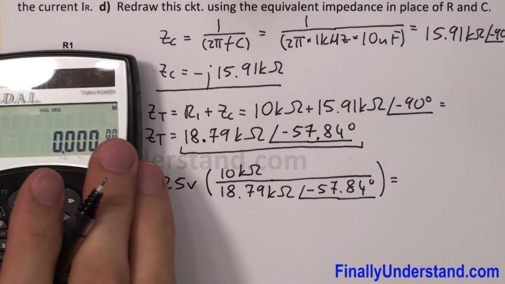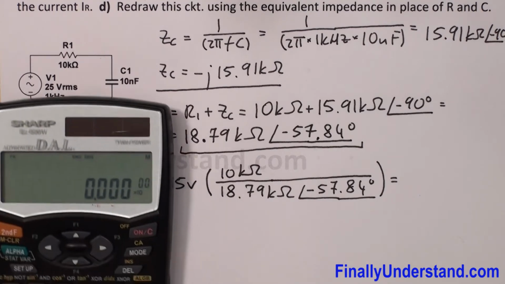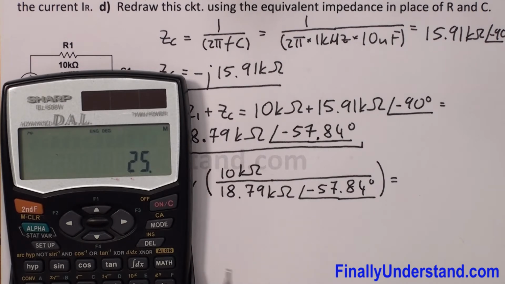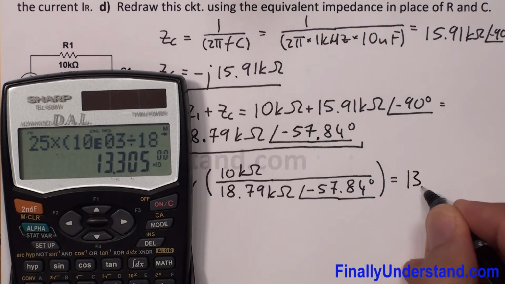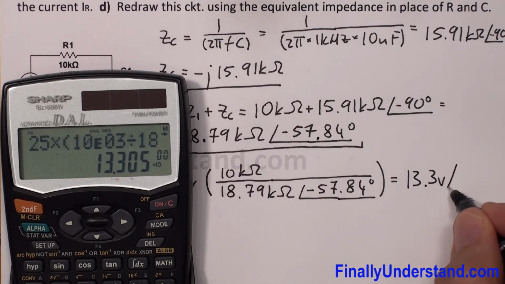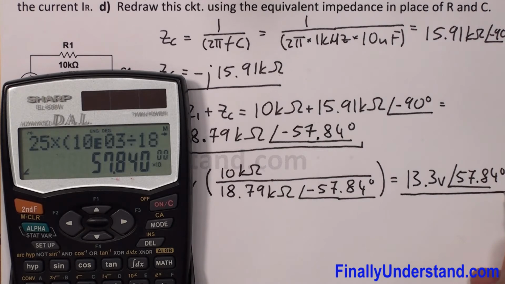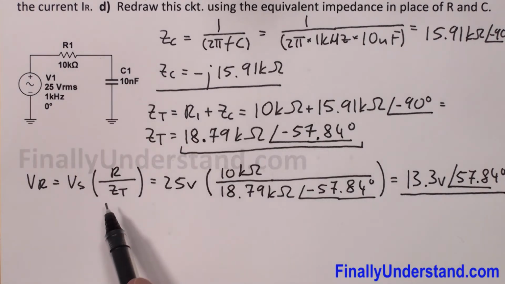Now we are going to use the calculator. So we have 25 volts. 25 times, open parenthesis, 10 exponent 3 divided by 18.79 exponent 3 and angle of negative 57.84, close parenthesis. This is equal to 13.3 volts and angle of 57.84 degrees. Okay, so this is the voltage across the resistor, and we found this voltage using voltage division law.